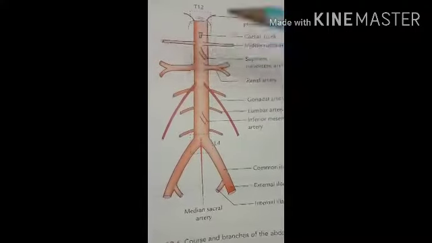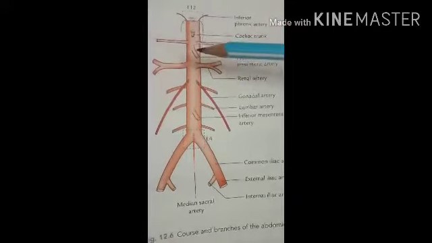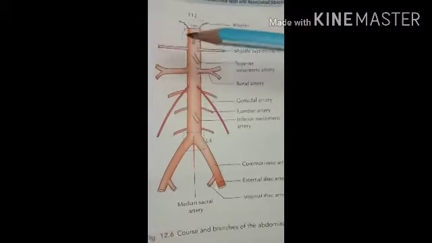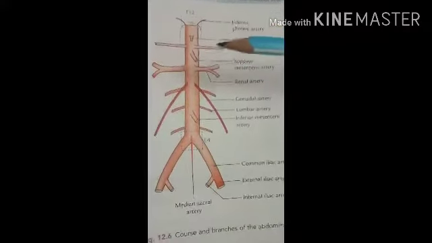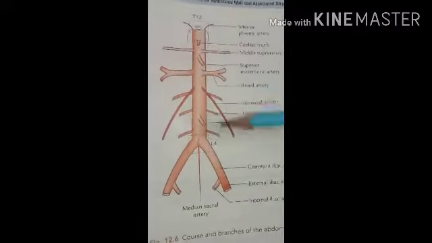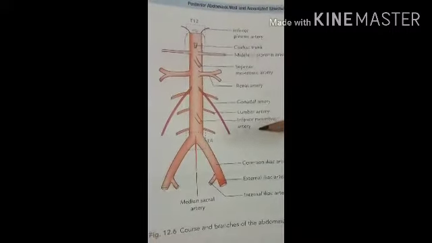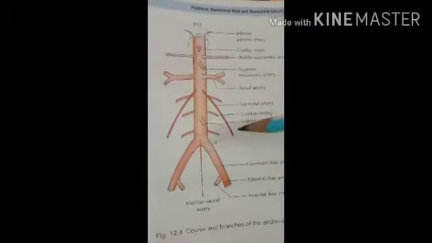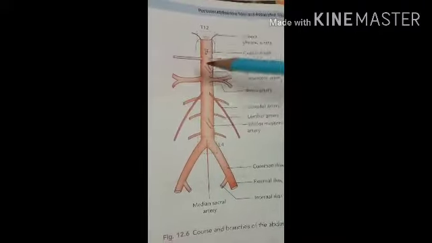Then the second artery is the superior mesenteric artery, which is also an unpaired artery, and it supplies the duodenum, jejunum, ileum, the cecum, ascending colon and most of the transverse colon. So that is supplied by the superior mesenteric artery. And the third unpaired artery is the inferior mesenteric artery, this one. It supplies the remaining part of the transverse colon, descending colon, sigmoid colon and part of the rectum and the anal canal. So these are the three unpaired branches.